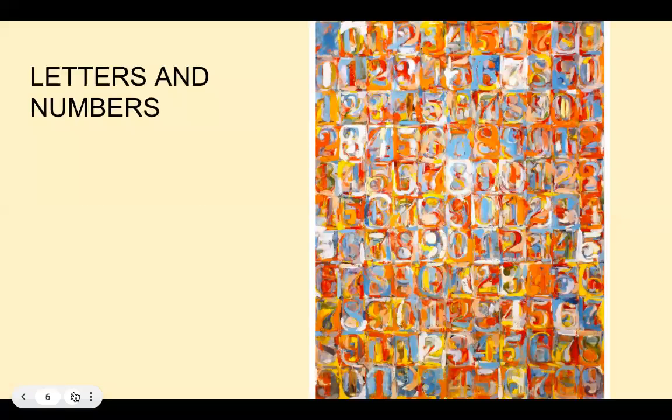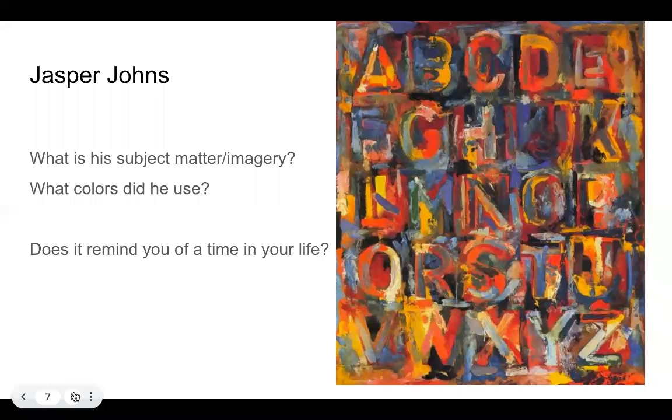So the following are examples of artworks that are inspiration for this, but aren't necessarily watercolor. So letters and numbers. This is Jasper Johns, and he's notorious for doing letters and numbers during the pop art style of the 1960s. And so you can see how he uses color to represent the imagery. Thinking about a time in your life where you might see the alphabet written on a wall, like elementary school, it makes sense that he's using really bright, vivid colors.